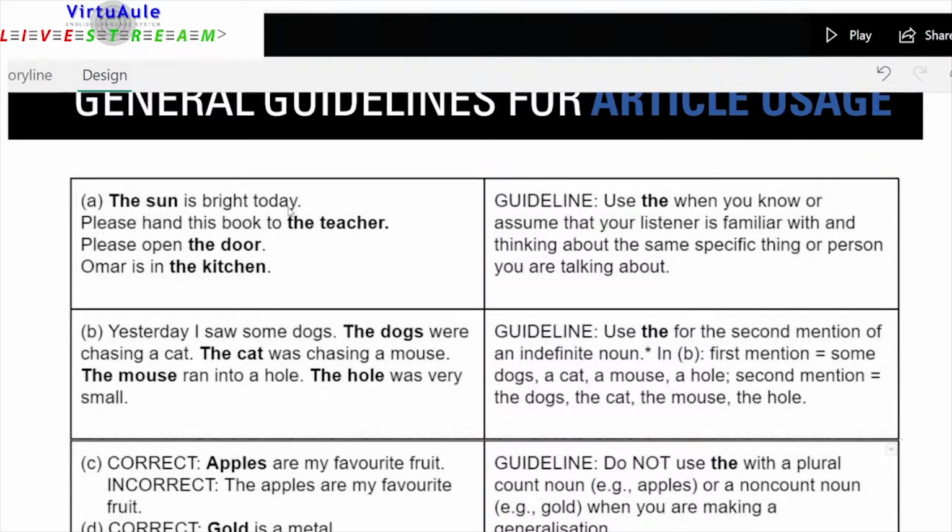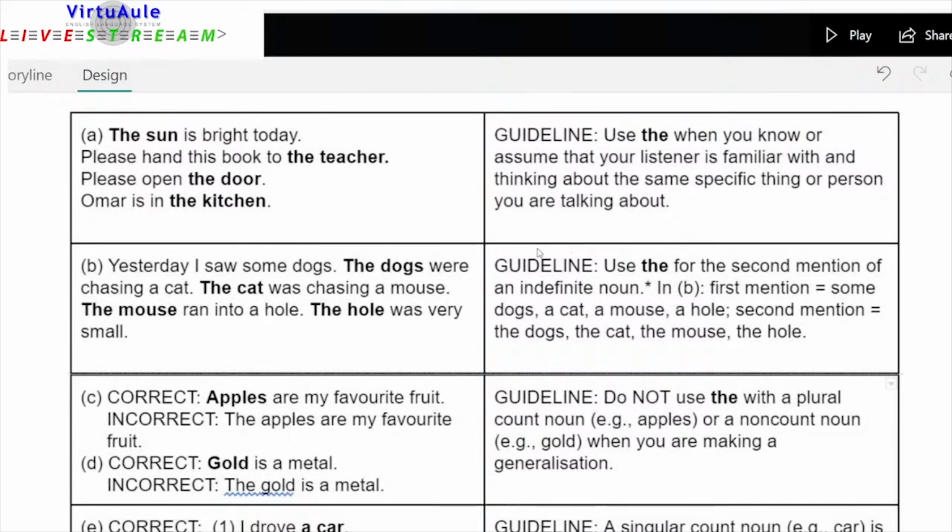The sun is bright today. Please hand this book to the teacher. Please open the door. Omar is in the kitchen. The sun, the teacher, the door, the kitchen. Use "the" when you know or assume that your listener is familiar with and thinking about the same specific thing or person you are talking about. Okay, this is guideline number 1.